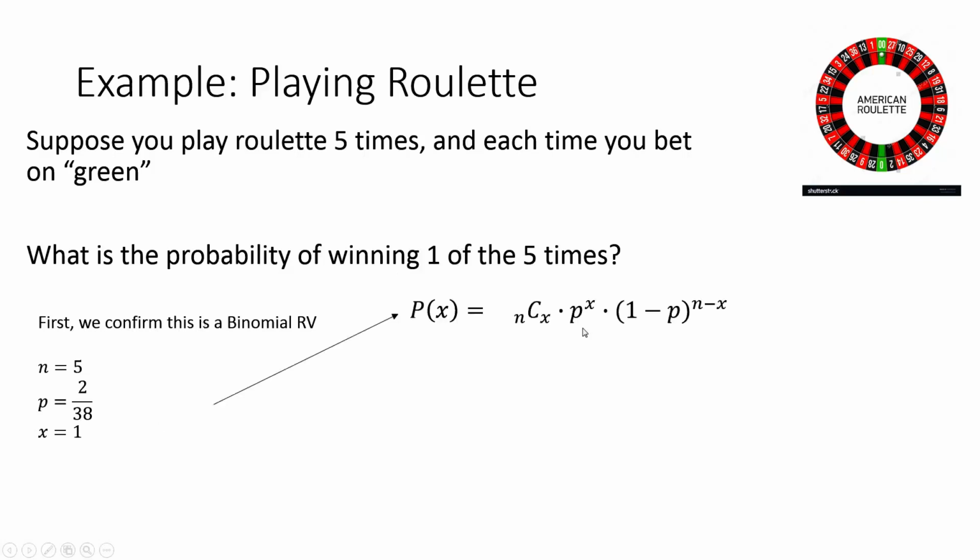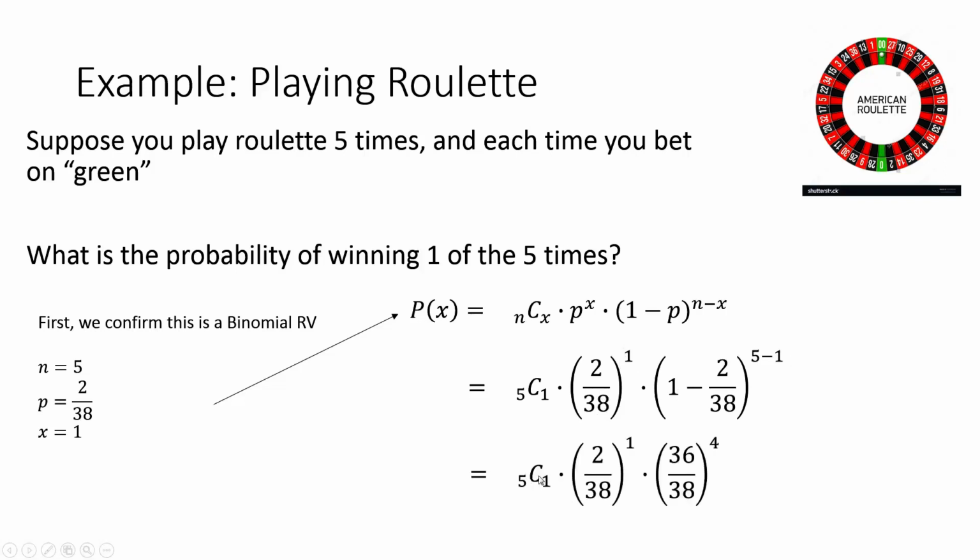So then we'll take the binomial formula from the last slide, like this, and we're going to start dropping in. So everywhere I see an n, I'll put in a 5. Everywhere I see a p, I'll put in a 2 out of 38, and everywhere I see an x, I'll drop a 1. Right? So we got 5c1, 2 out of 38, that's the probability of winning, to the 1, because we want to see 1 win. 1 minus 2 out of 38 to the 5 minus 1, which is going to simplify.